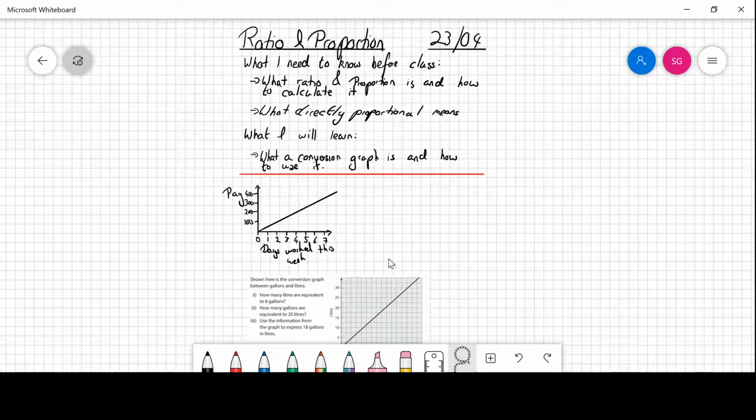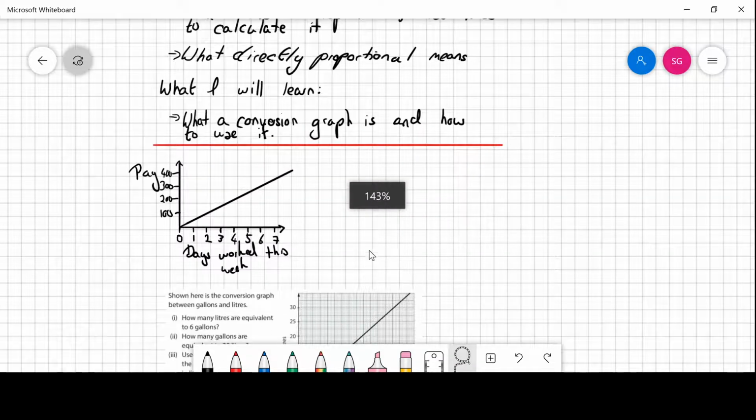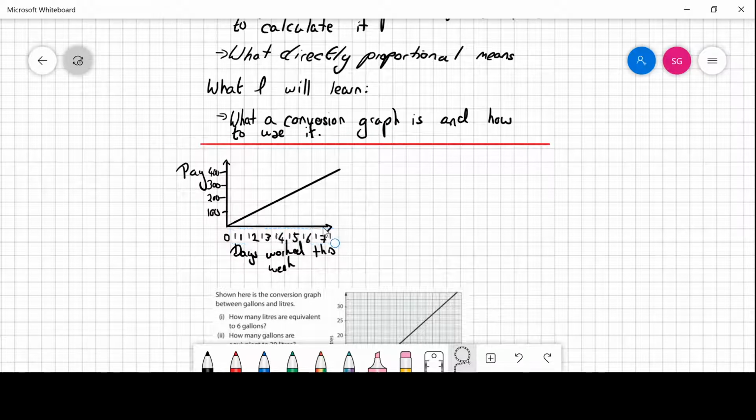Now, they're not that complicated. They are fairly straightforward, but if you are one of those people who struggles a little bit with graphs, this could be a bit challenging, okay? So, let us begin.